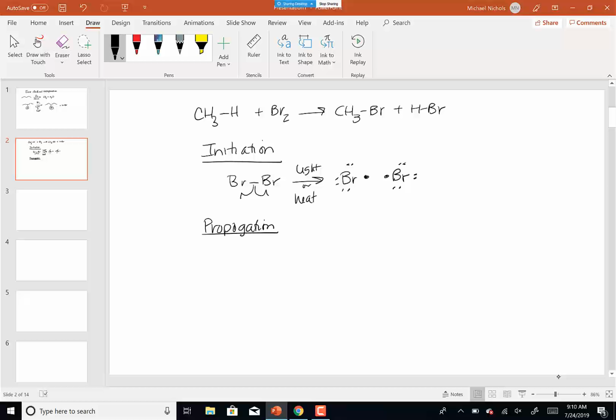Now, let me go back to the initiation step for a minute. What's the transition state of that reaction going to look like? Of the initiation step? I'm averaging bonds and charges. And in this case, there's going to be no charge.